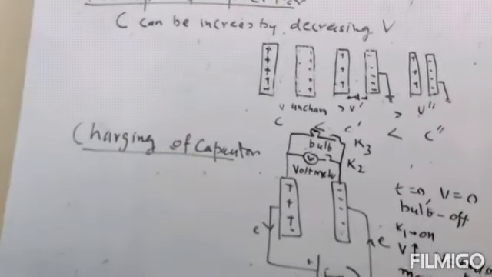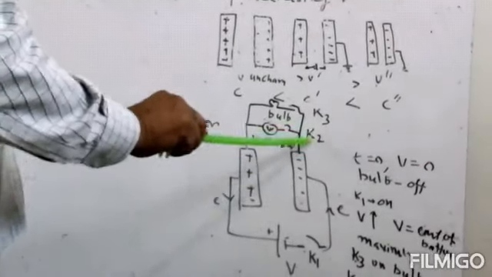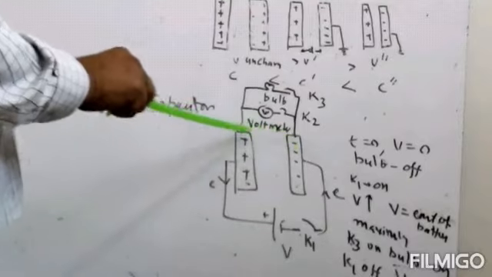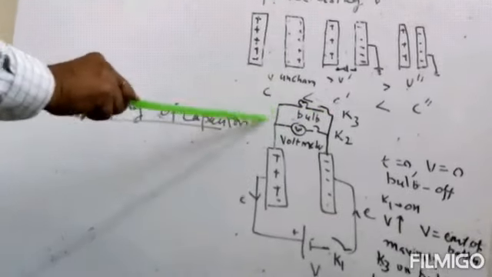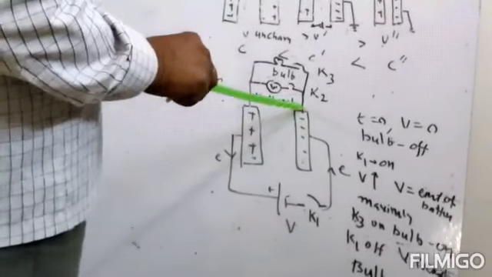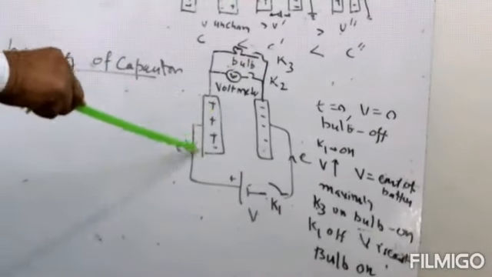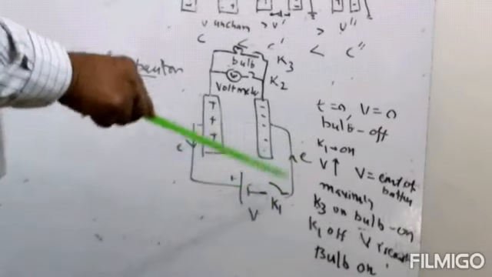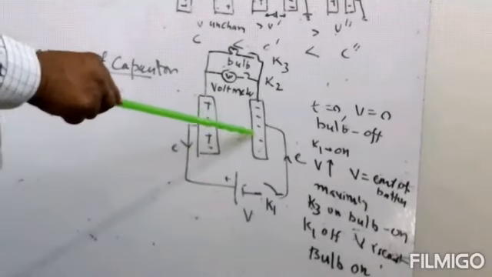Now how is the capacitor charged? Suppose you have a positive plate A and another plate B, and initially the potential is 0. We connect a voltmeter here and a bulb in parallel to this capacitor, with a tap key K1, and we connect it to a battery. Now when K1 is off, the battery is not connected, so there is no charge on these two plates.